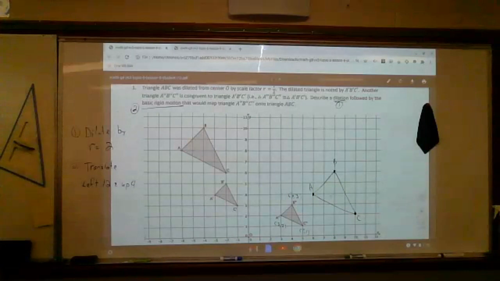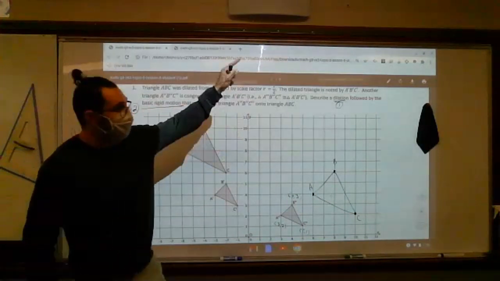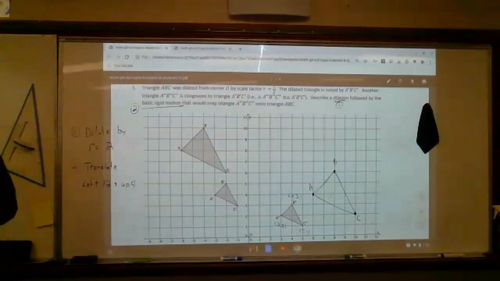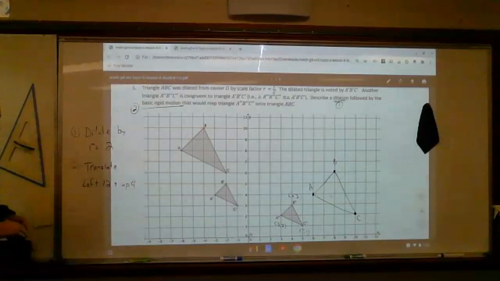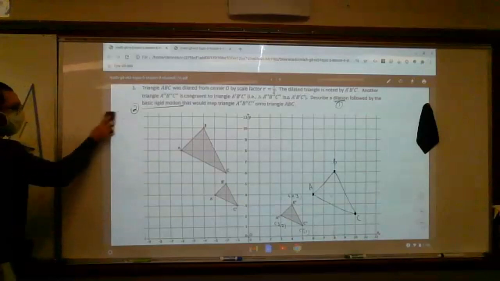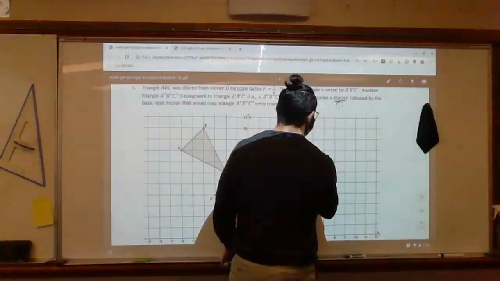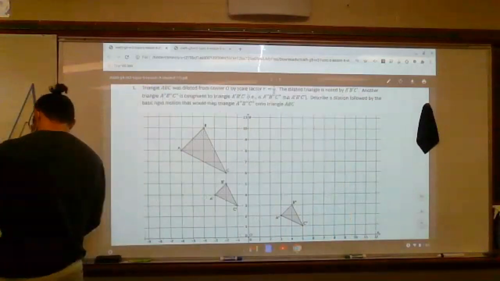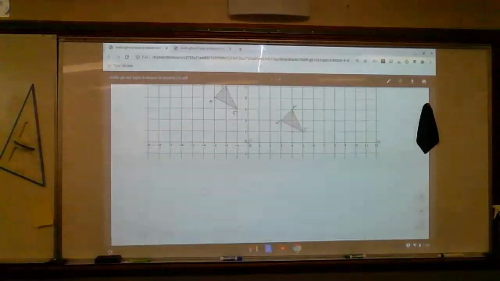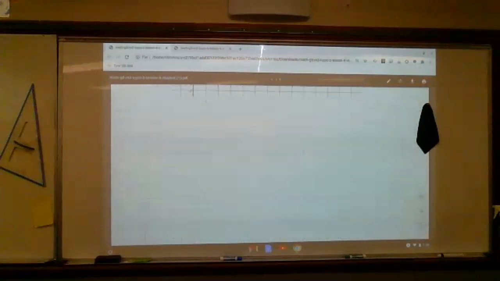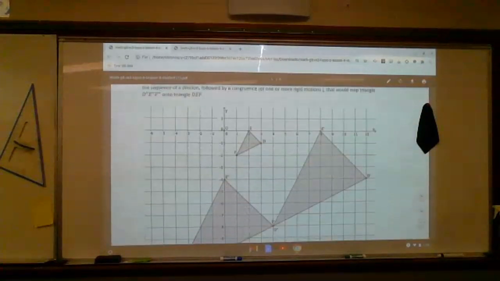This is it. The directions tell me what to do first. Dilate, then the rigid motion. Questions? Go to the problem set. You're going to try one on your own, completely on your own. And by completely on your own, I mean I'll probably still help. Problem set.